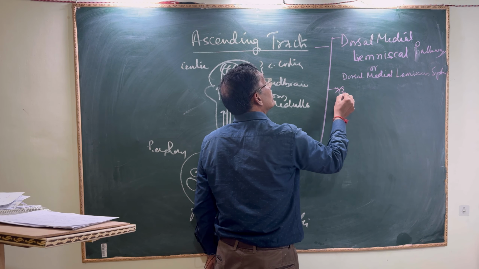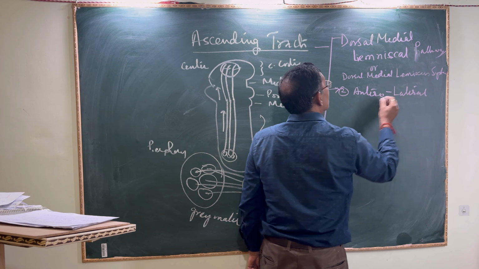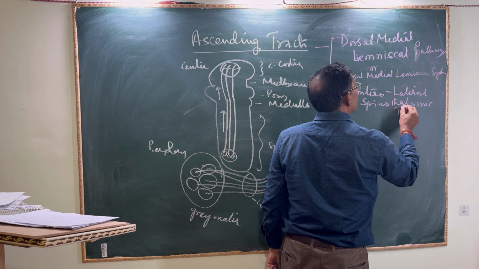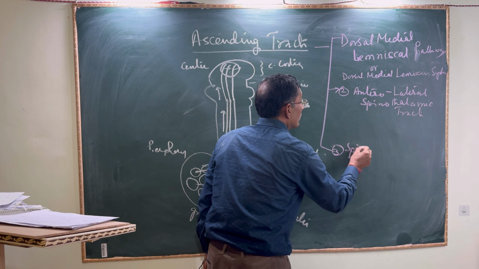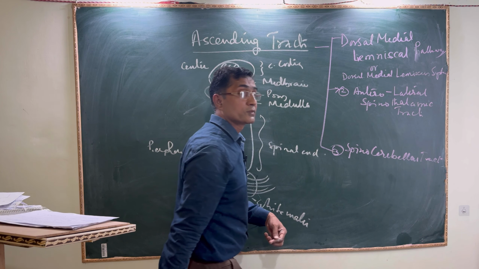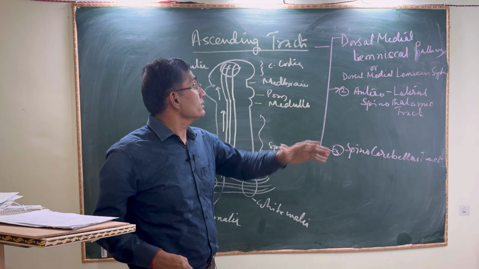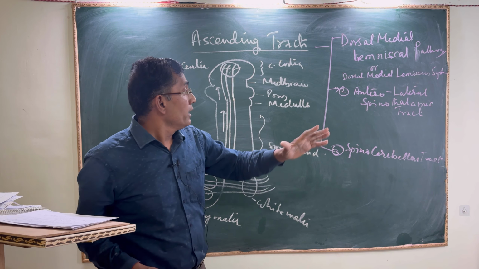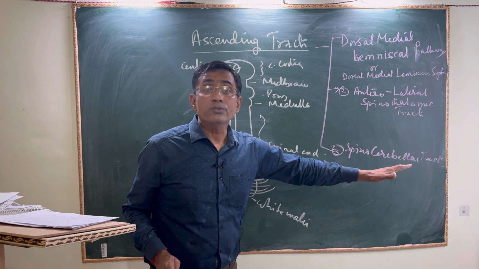The second group is called the anterolateral spinothalamic tract. And the third group is the spinocerebellar tract. So I have classified ascending tracts into three different categories. One is the dorsal medial lemniscal pathway or dorsal medial lemniscus system. Another is the anterolateral spinothalamic tract, and the third and last one is the spinocerebellar tract.